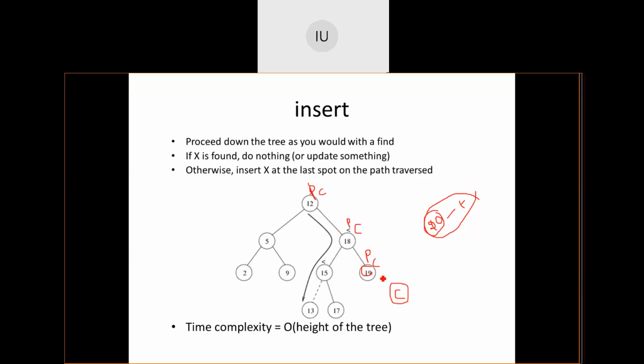Okay, now 19 compared against 20. 20 greater than 19, so element greater than previous arrow info. That's why 20 has to come on the right hand side. So previous arrow right is equal to temp. This is how the insertion happens.